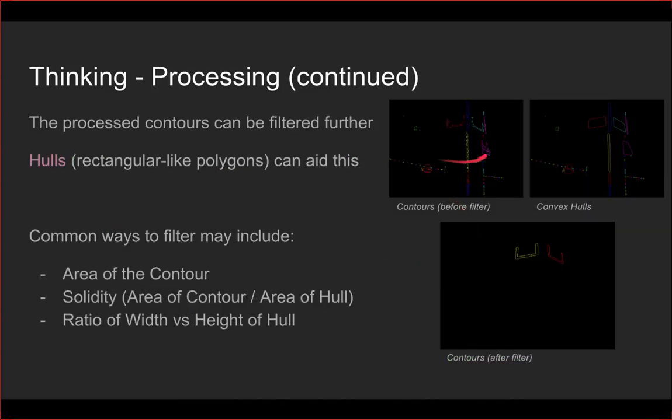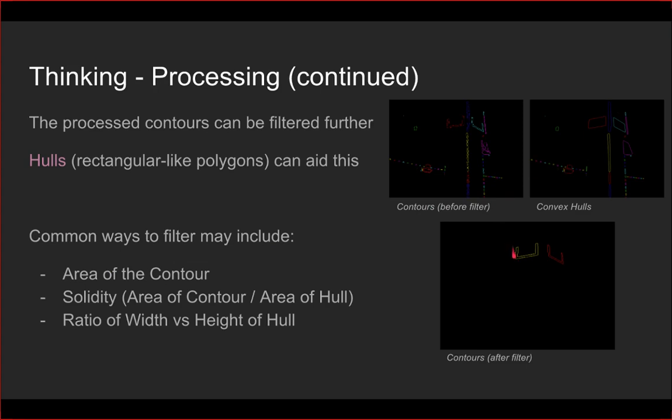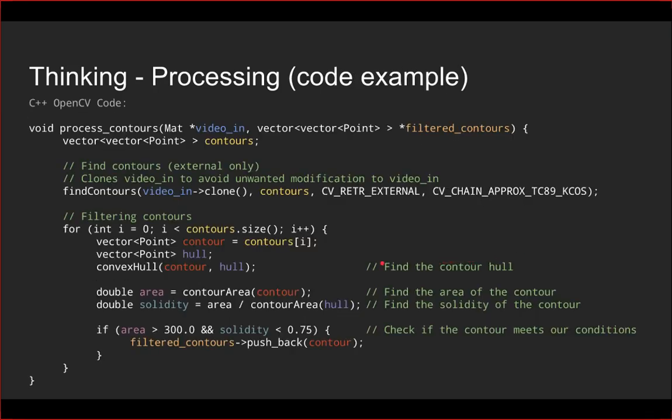So now we've got our contours, which is this image here, and now we want to filter them down into this image here. So we're going to iterate over that list of contours. We get the current contour and find its convex hull. This convex hull is these images here, that little rectangular box around the contour, or rectangular-like. We take it from the contour and put it in hull, which is also a vector of points. Next, we find the area of our contour, that's just contour area. And then the solidity, which is the area of the contour divided by the area of the hull. Keep in mind that hulls are technically contours themselves, so you use the same function, but you can think of them as separate for pretty much everything else.